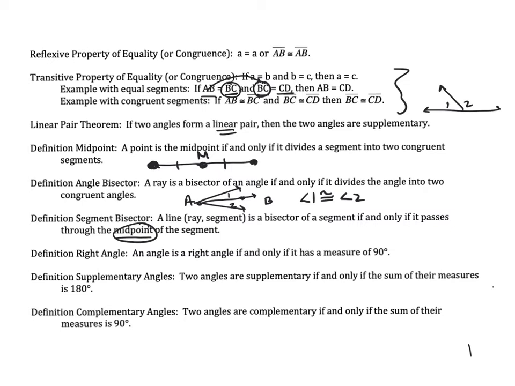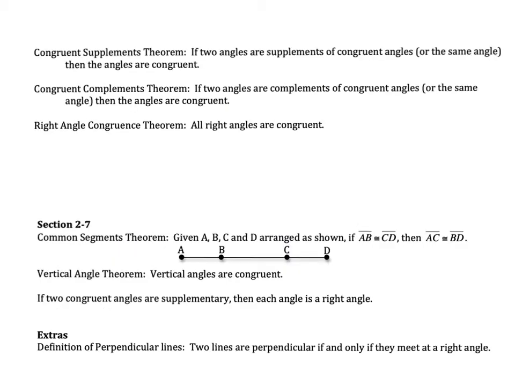So we could turn that around. If they add to 180, then they're supplementary. Definition of complementary angles. Two angles are complementary if and only if their sum is 90. So if their sum is 90, then they're complementary. That's the converse. So there are a lot of reasons here. This is the last page, though.